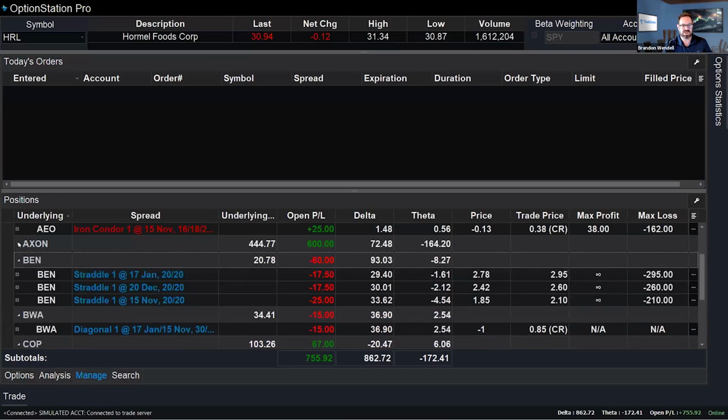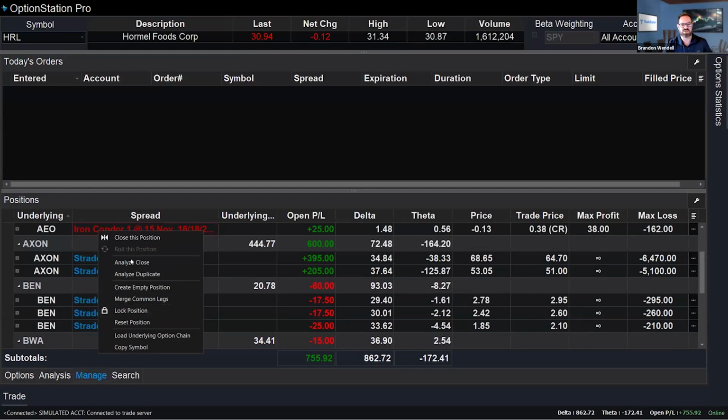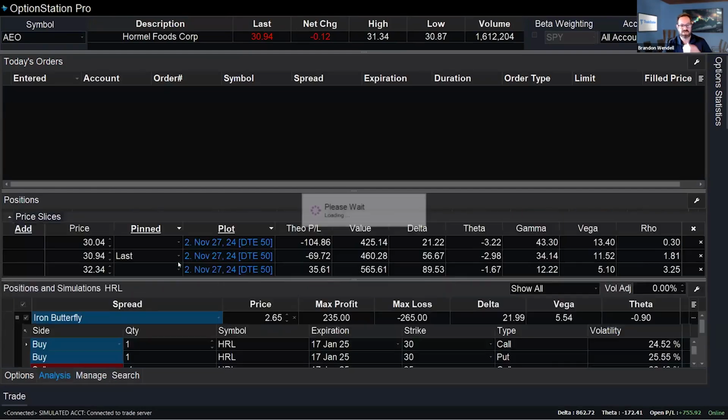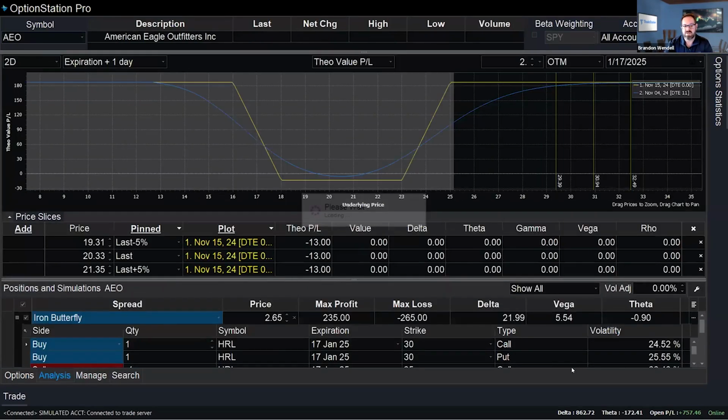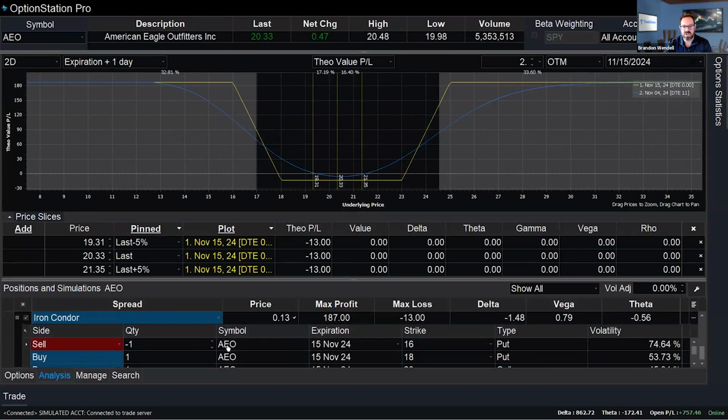I forget what all these are. Straddle, strangles. Oh, wait, I have another condor right there. Never mind. So I would just go to analyze close. Nope. Yes, it is. There it is. Iron condor, AEO.